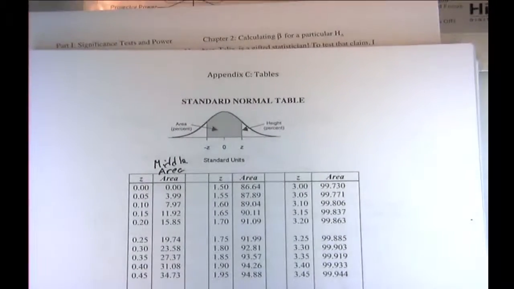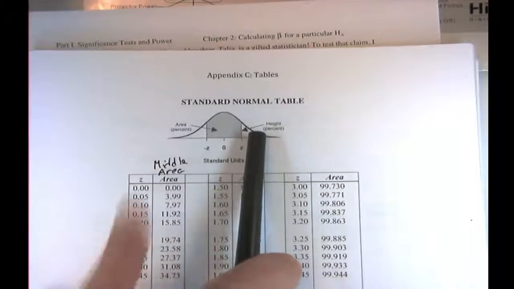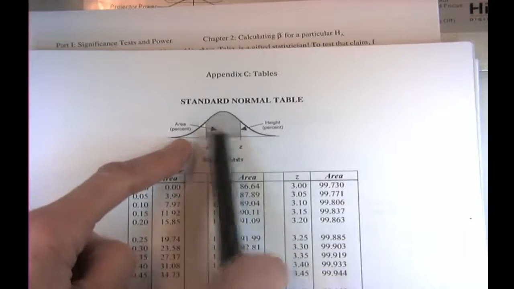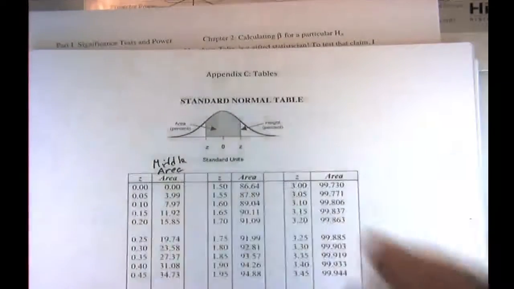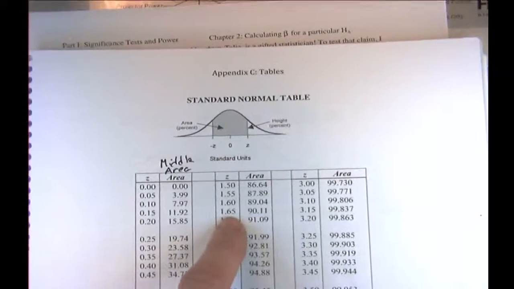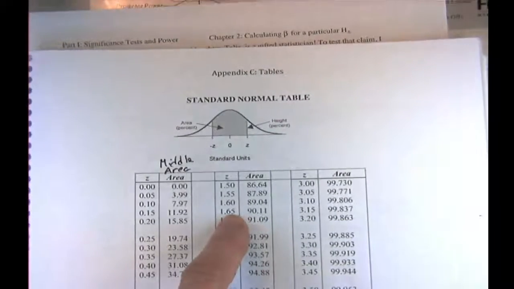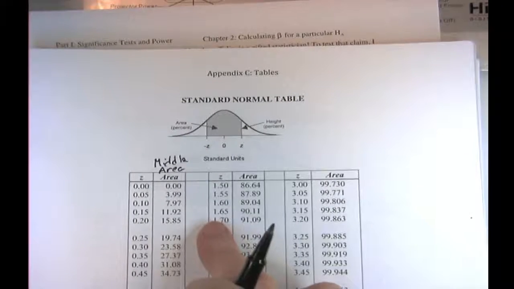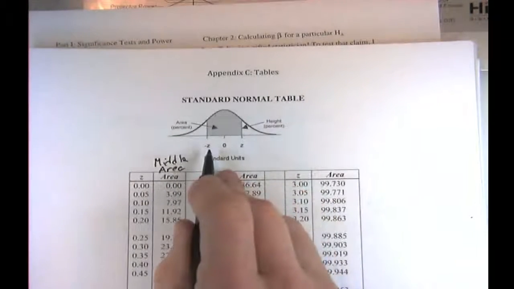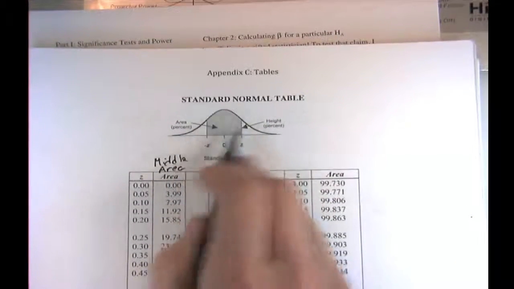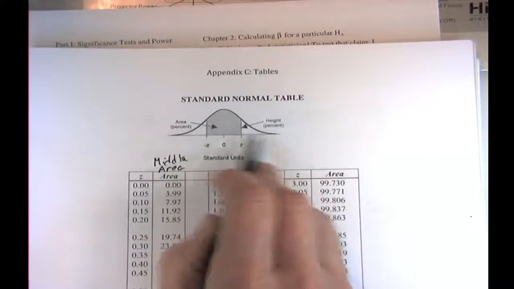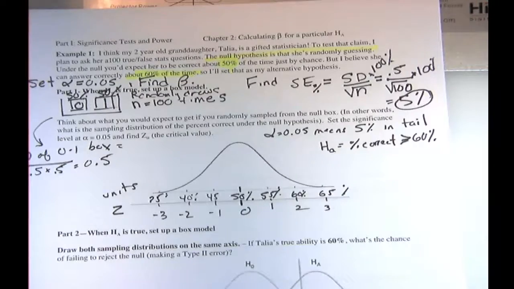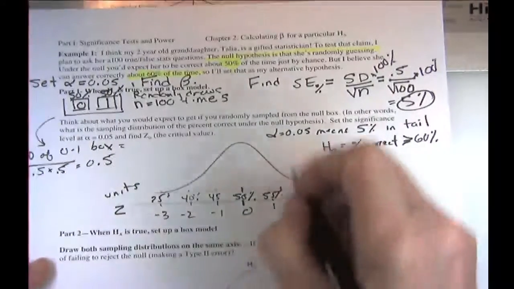So if she's 5% in this tail, that means she has to be 5% in that tail, so I should look up a middle area of 90%. So let me do that, and I get 1.65. Not exactly, but let's just use the closest line in the table here. So a z-score between 1.65 and negative 1.65 has about 90% of the area, and that means this would be 5%.